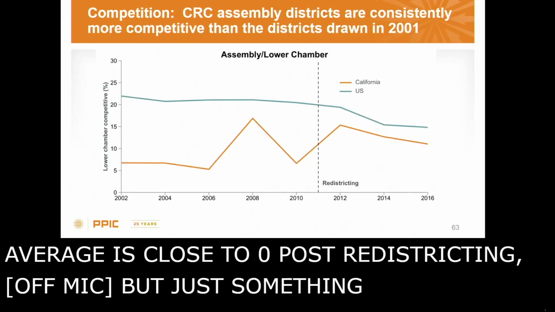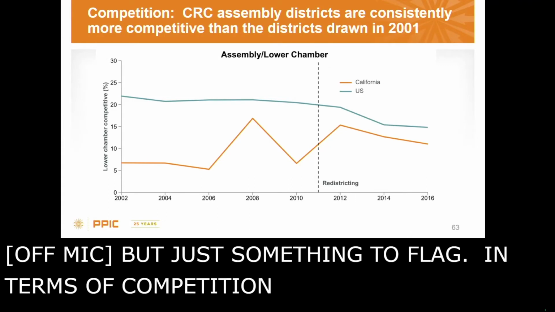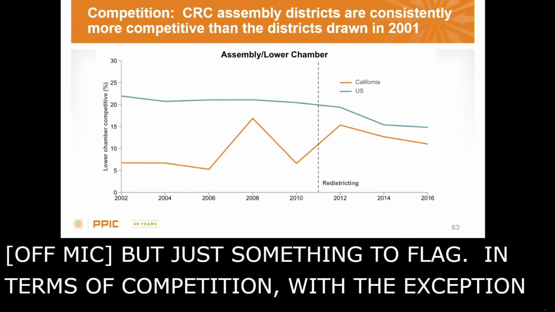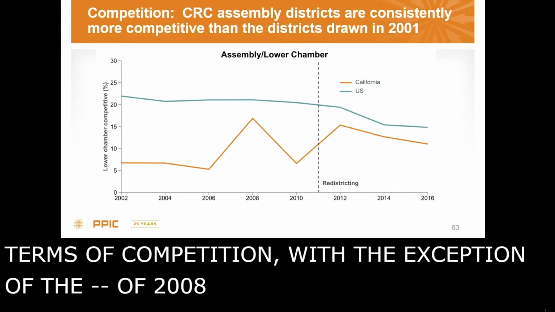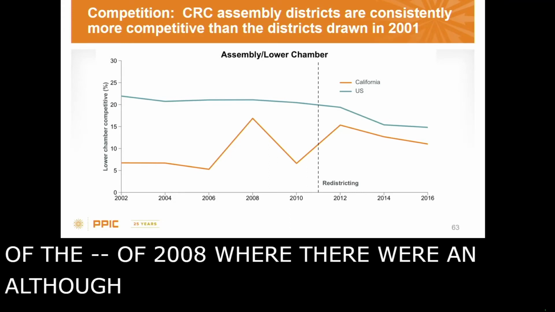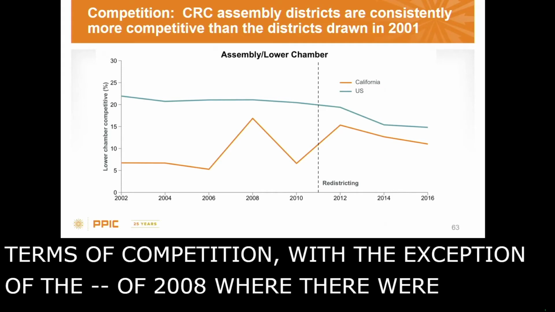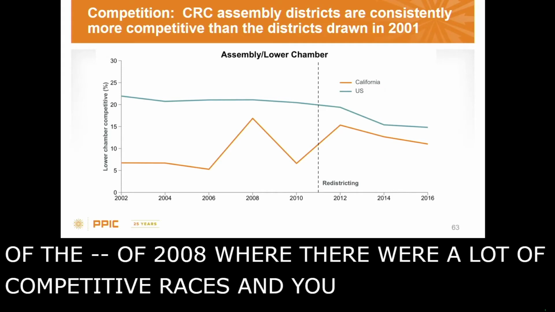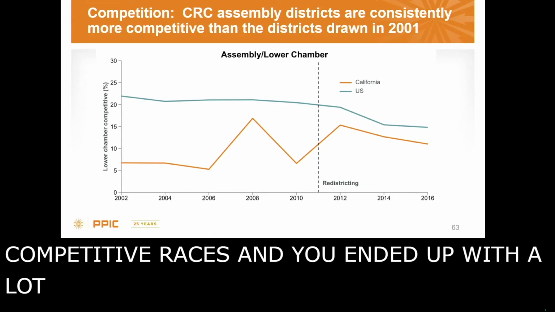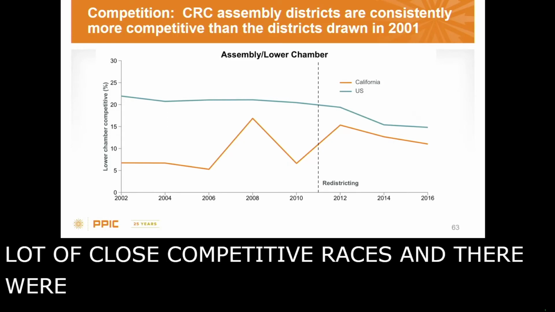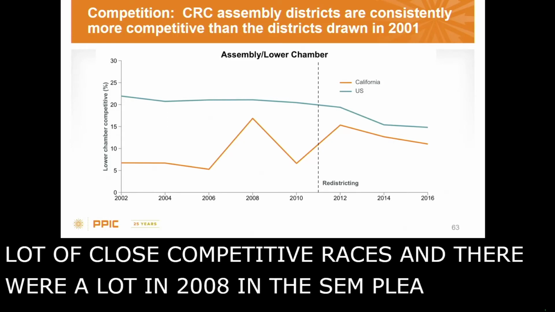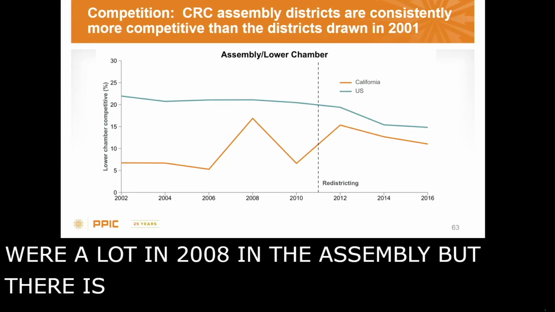In terms of competition, with the exception of 2008, where there were a lot of competitive races. In 2008, there was a big shift in votes, but a lot of seats didn't change hands. So you ended up with a lot of really close competitive outcomes where people almost lost, but didn't. So there were a number of competitive races in the Assembly in 2008, but beyond that, there is a clearer sense that the districts drawn by the commission are more competitive than the ones that came before.